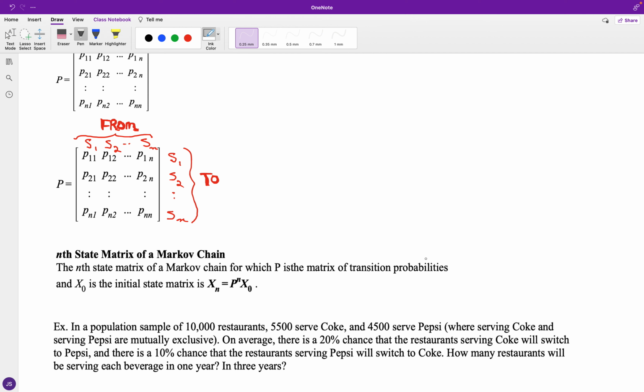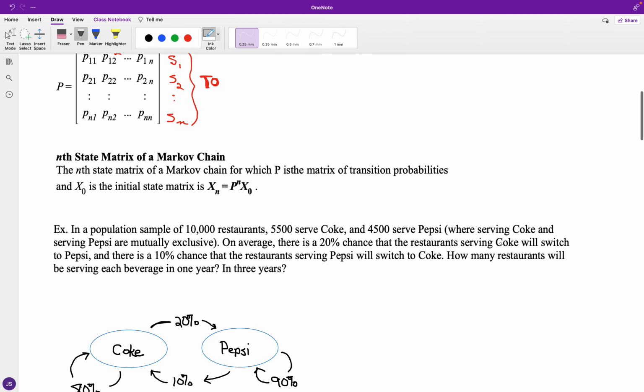And with these developments, we have posed a couple of questions. The first: how many restaurants will be serving each beverage in 1 year? And subsequent to this, also a temporal question: how many restaurants will be serving those beverages in 3 years? And this is where the use of the Markov chain is going to come into play.